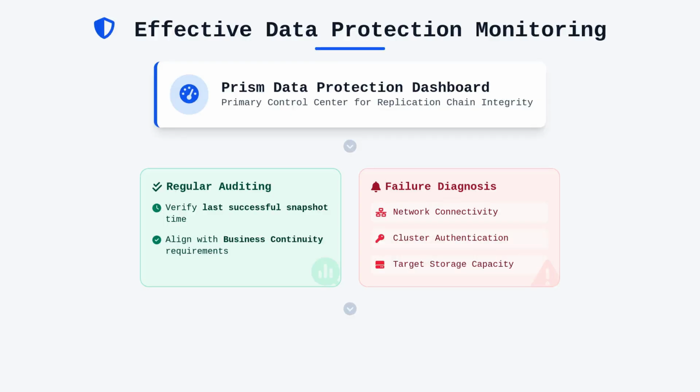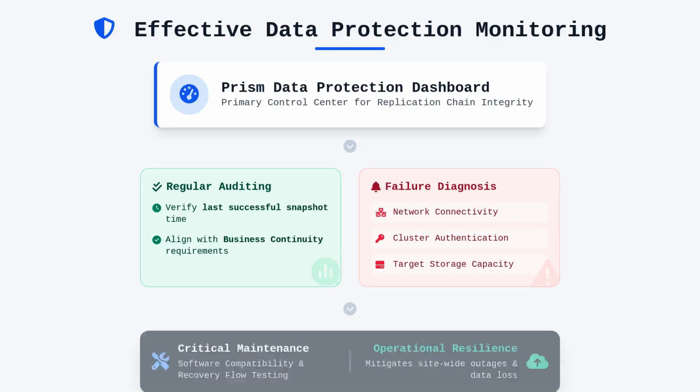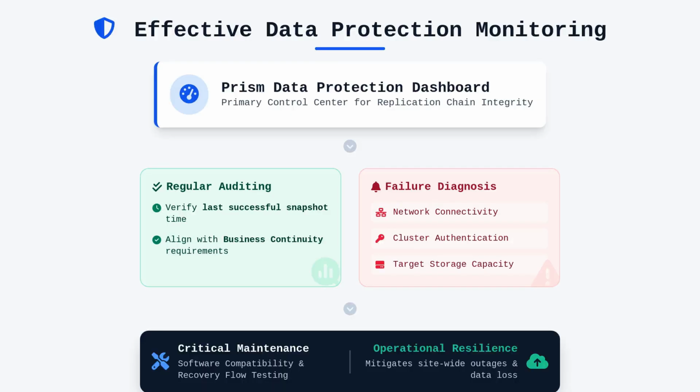Because asynchronous replication is a continuous process, failing to remediate an alert immediately can lead to an accumulation of snapshots that consumes extra storage space on both ends of the connection. Keep in mind that consistent maintenance of these remote bridges is as important as the initial configuration phase.